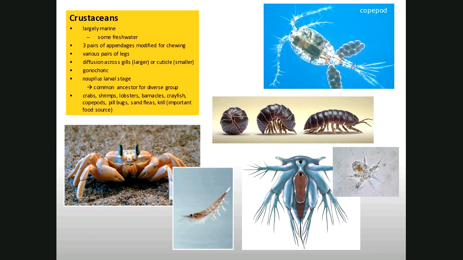Those are modified appendages. Various numbers and pairs of legs. They can diffuse across their gills if they're larger, across their cuticle or their skin if they're smaller. Again, those are all based upon physics. Can't be real big and expect diffusion to work. They are gonochoric, males and females.